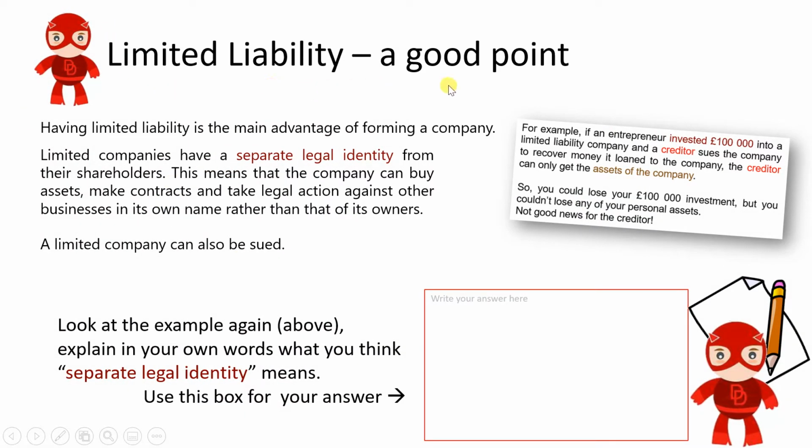Limited liability, a good point. Having limited liability is the main advantage of forming a company. Limited companies have a separate legal identity from the shareholders. This means that the company can buy assets, make contracts, and take legal action against other businesses in its own name rather than that of its owners. A limited company can also be sued.